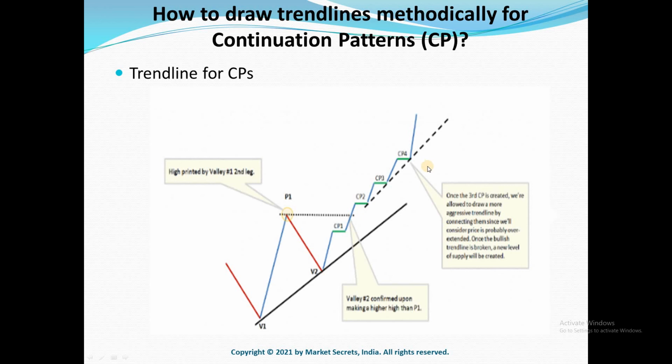If the price has been printing three or more CPs consecutively, we will consider that the time frame might be in overextension. If after a series of consecutive CPs, price creates a new valley, overextension will be reset and we will be allowed to draw a new trend line connecting the latest two valleys. So to reiterate, when the price forms a new valley after these CPs, you can take this valley and the new valley and connect these two valleys to form a trend line. By that time, this aggressive trend line will be broken and a new supply zone would have been created.